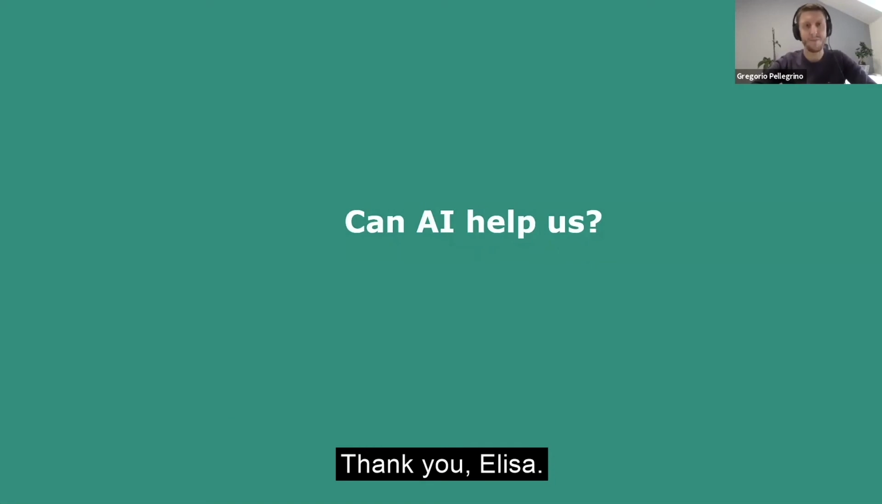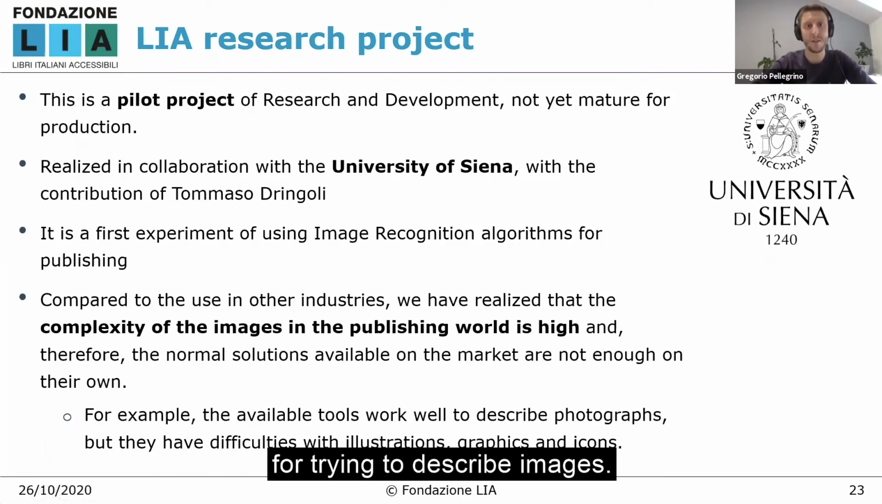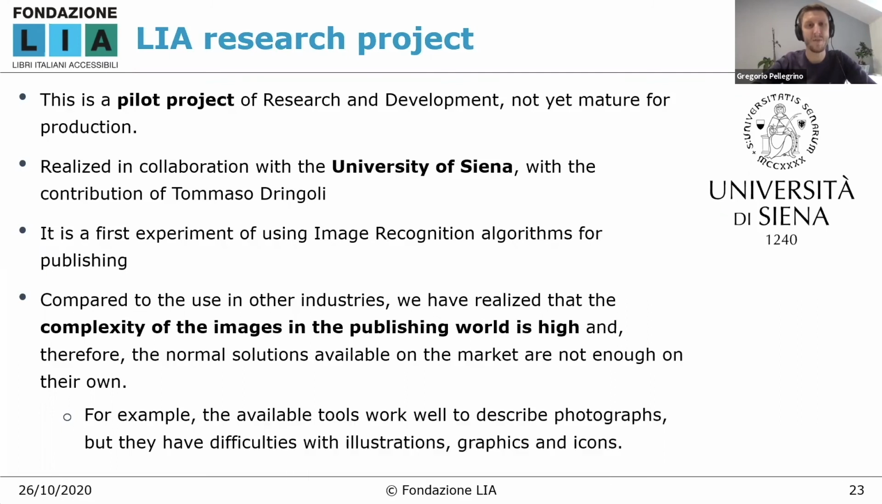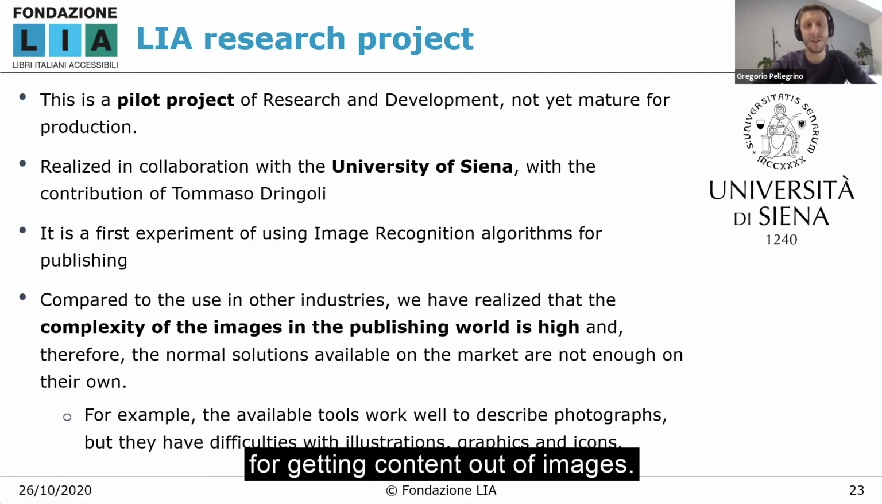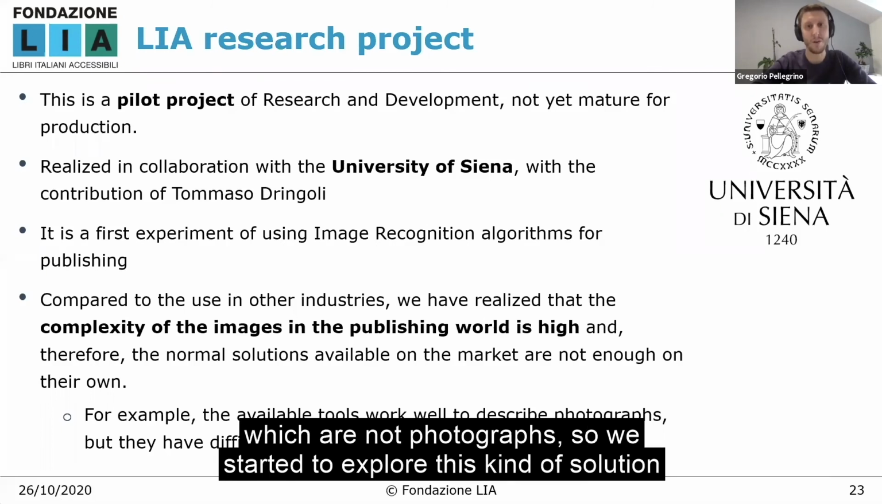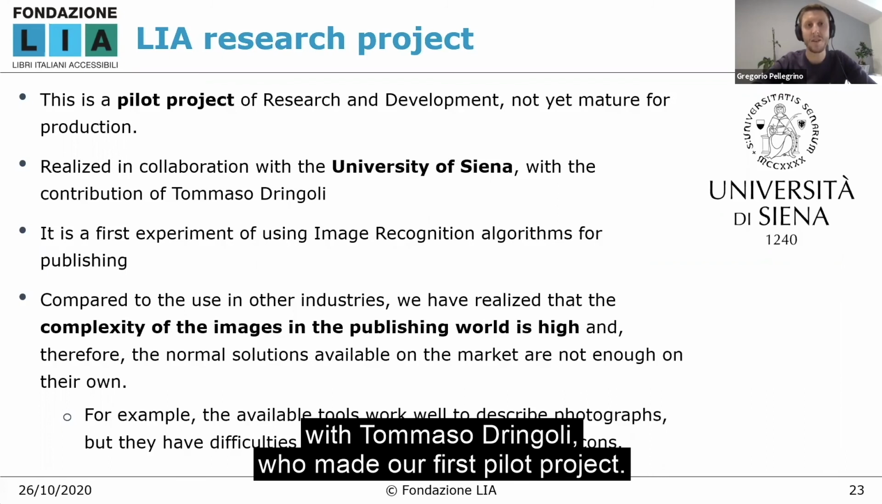Yeah, thank you, Elisa. So for 2 years, we have been exploring machine learning for trying to describe images. We have seen that online platforms already have algorithms for getting content out of images, photographs usually, but editorial content is full of other types of images which are not photographs. So we started to explore this kind of solution for getting content out of pictures. We started with the University of Siena, with Tommaso Dringoli, who made our first pilot project.